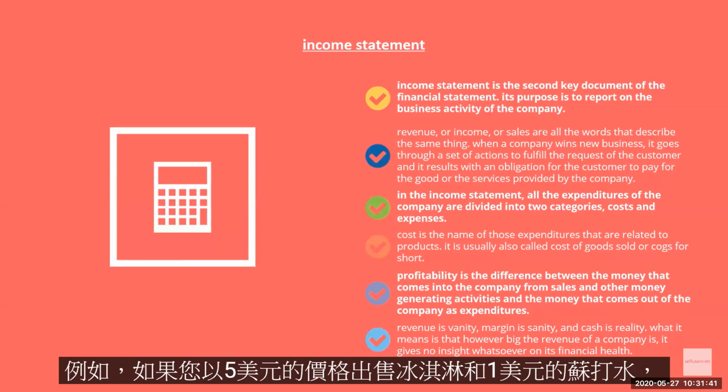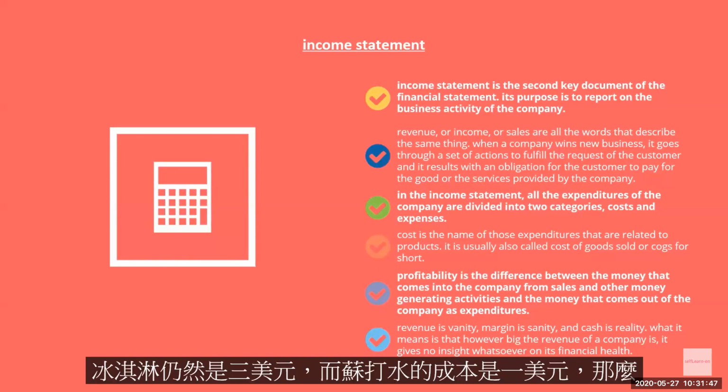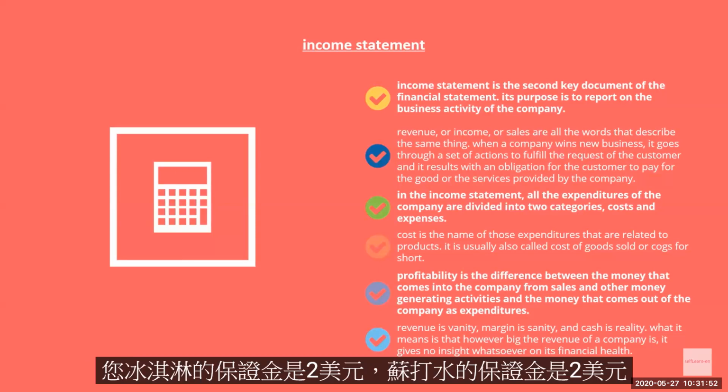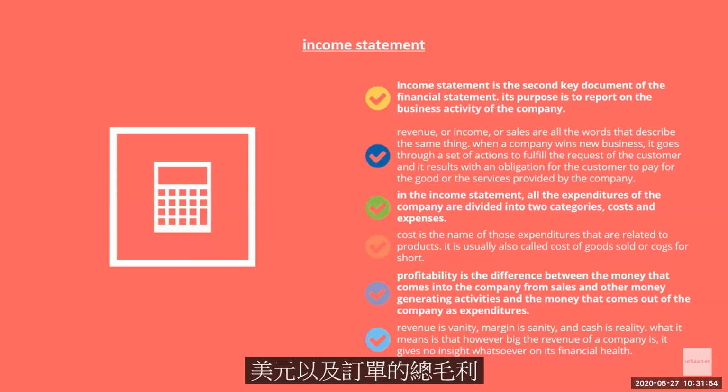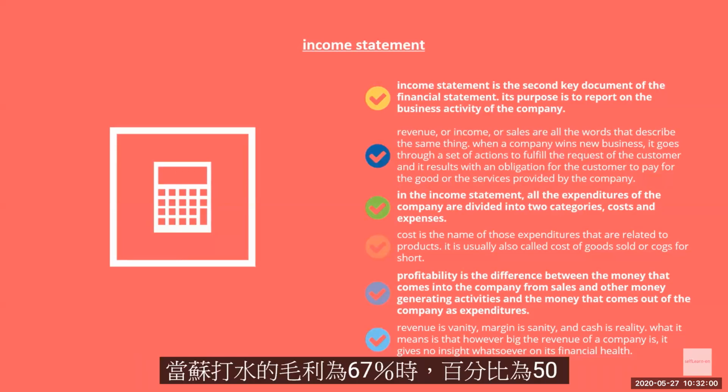If, for example, you sell an ice cream for $5 with a soda for $3, then your total sale will be $8. If the cost of making the ice cream is still $3 and the cost of the soda is $1, then the margin on your ice cream would be $2 and on the soda would be $2 as well. The resulting total margin for the order would be $4. In percentage terms, the margin of the ice cream is still 40%, while the margin of the soda is 67%. The resulting margin is 50%.